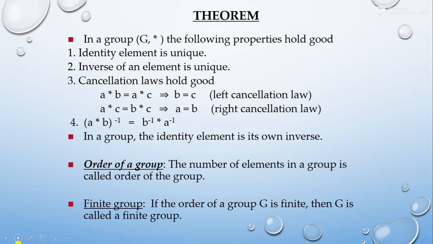Now, what is a finite group? If the order of the group G is finite, then G is called a finite group. It means you have a limited number of elements, not like the natural numbers or integers. These are not finite groups, these are infinite groups, because we have infinite terms. But if we have a finite set, suppose your set is 1, 3, 5, 7, 9, you have a fixed number of elements, so this type of group is called a finite group.